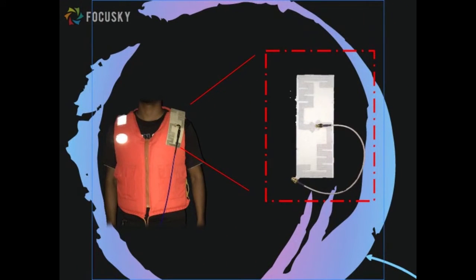On the human body, the antenna position is located at the left chest of the life jacket. The position is suitable because it has the right body posture for the antenna to work when the human floats in water.